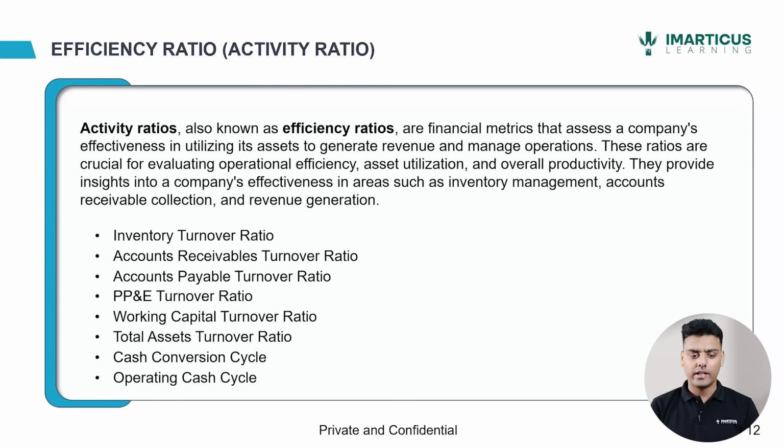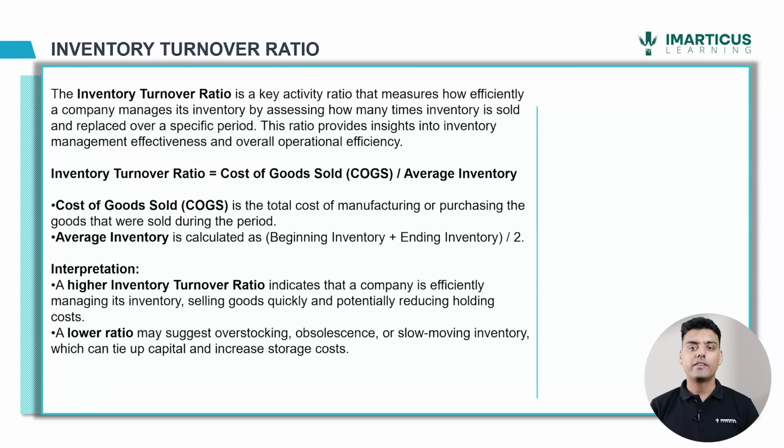The first ratio that we're talking about is inventory turnover ratio. Inventory turnover ratio is a metric that tells me how many times the inventory was purchased and sold over a period of time. This shows us how effectively the company utilizes its inventory management techniques to reduce holding cost, storage cost, inventory management cost, and have a good amount of profits.